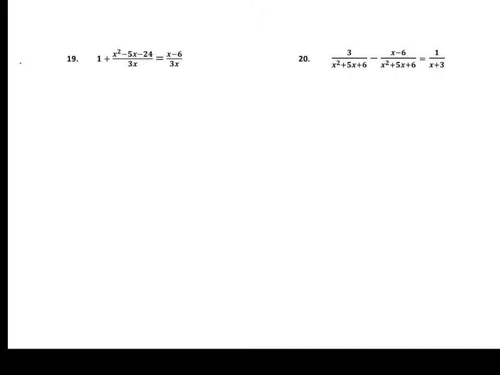Number 19, our common denominator is 3x. So we're going to multiply this first term by 3x. That gives us 3x over 3x plus x squared minus 5x minus 24 over 3x equals x minus 6 over 3x. Now we can set up our equation. For this one, we want to get everything on one side, so we're going to subtract x. We're going to add 6.